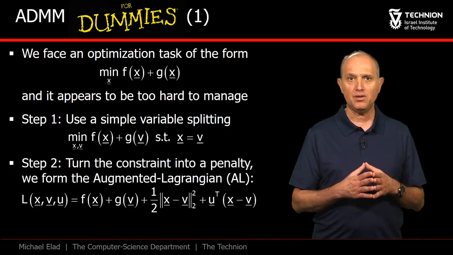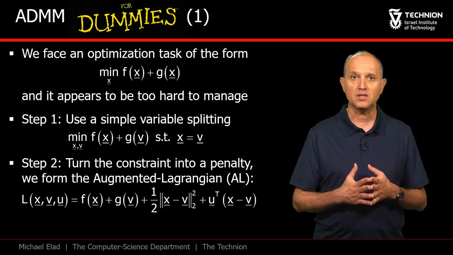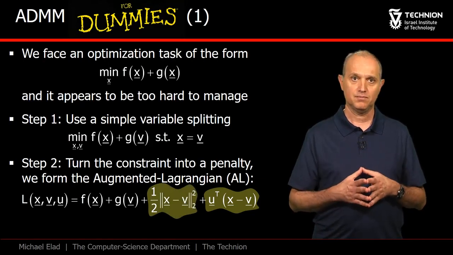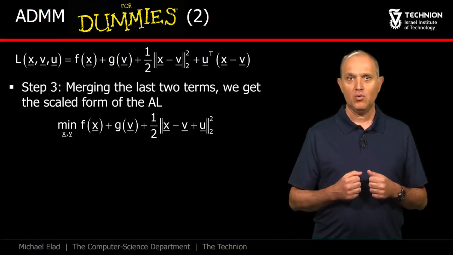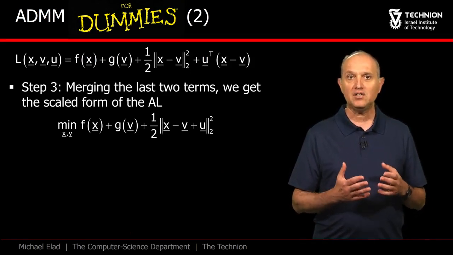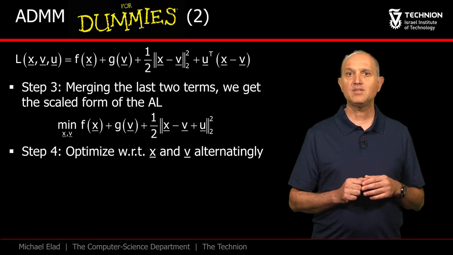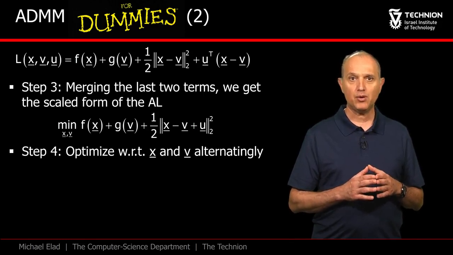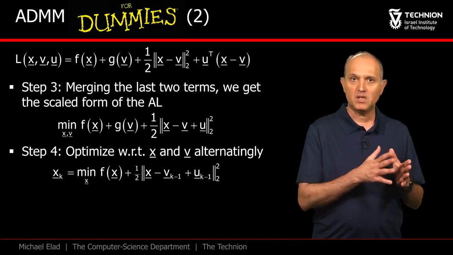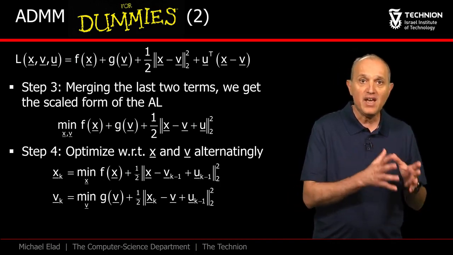The augmented Lagrange method can turn the constraint x equals v into a penalty term. This term has two parts, a linear expression in which u is the Lagrange multiplier vector, and a quadratic term. Given this expression, we reorganize the new penalty into a single quadratic term. Observe that in doing so, we added u transpose u, but this will have no effect on our solution. Now comes the final step in which we solve the obtained problem by optimizing this expression with respect to x and v alternatingly. When we minimize with respect to x, g does not appear in our goal. And when optimizing with respect to v, the function f disappears.